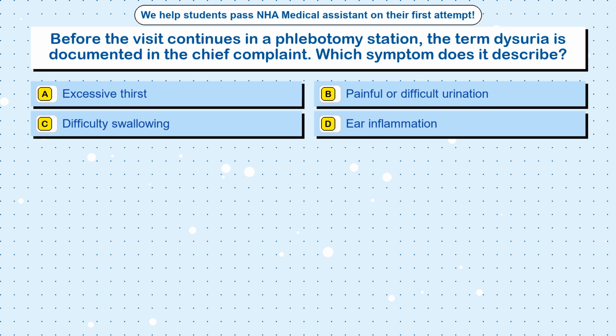Question 1. Before the visit continues in a phlebotomy station, the term dysuria is documented in the chief complaint. Which symptom does it describe? Option A. Excessive thirst. Option B. Painful or difficult urination. Option C. Difficulty swallowing. Option D. Ear inflammation.